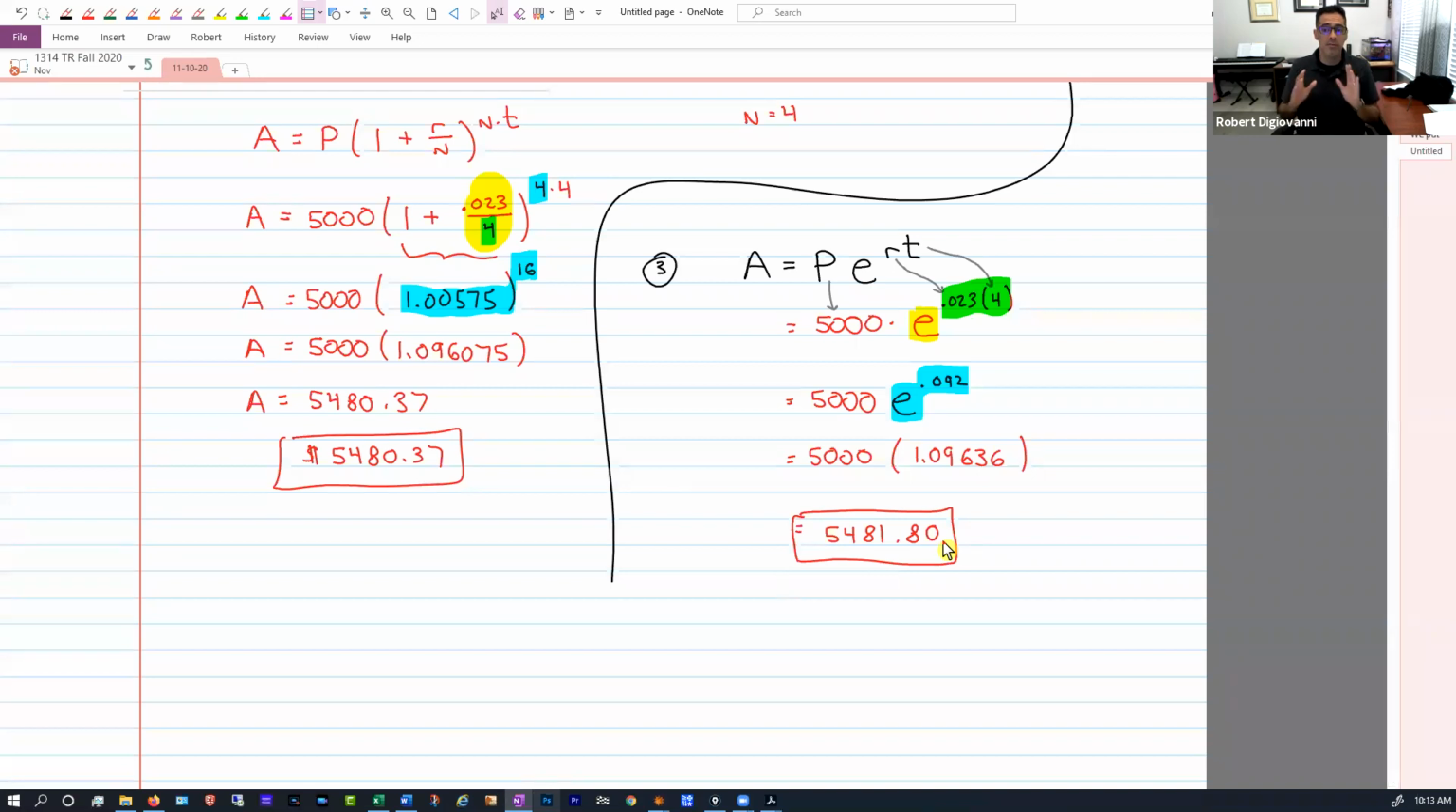Most banks use this formula. If you get out a credit card statement, or when you sign up for a credit card, all that little fine print, it'll say in there that they compound interest continuously. And that lets you know that they're going to use that formula. Any questions?